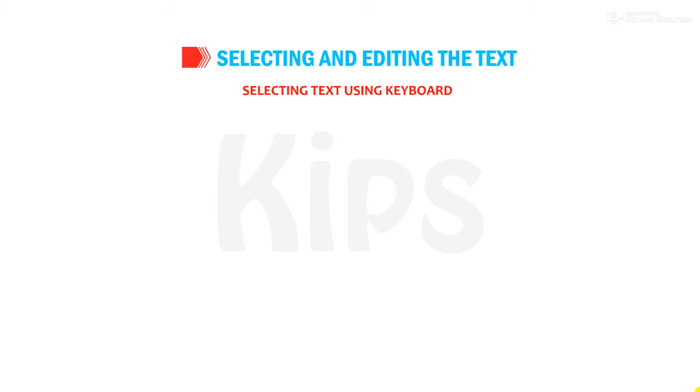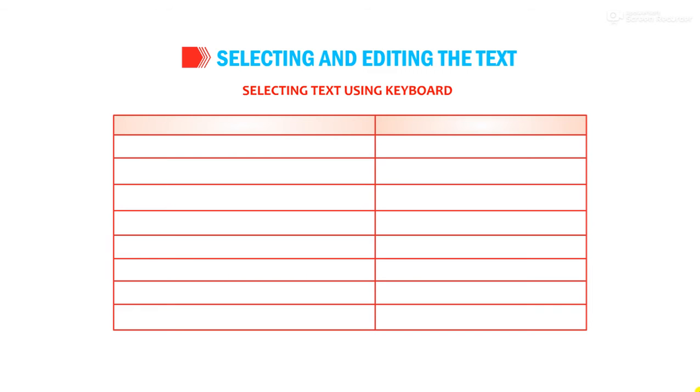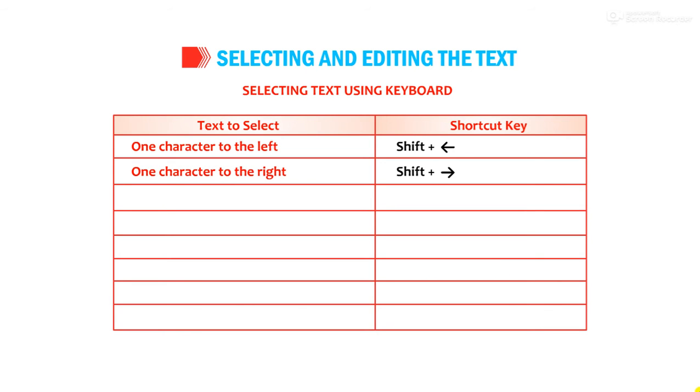Okay, let's learn how to select the text using keyboard. You can select the text on a document by using the following shortcut keys. Text to select. Shortcut key. 1 character to the left. Shift+left arrow key. 1 character to the right. Shift+right arrow key. 1 line up. Shift+up arrow key. 1 line down.